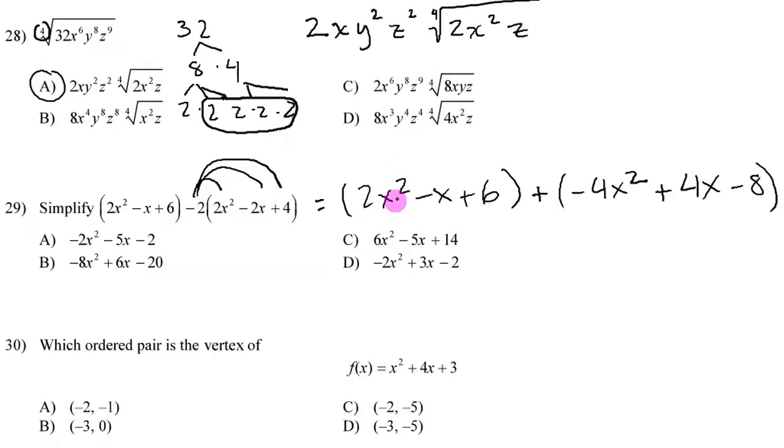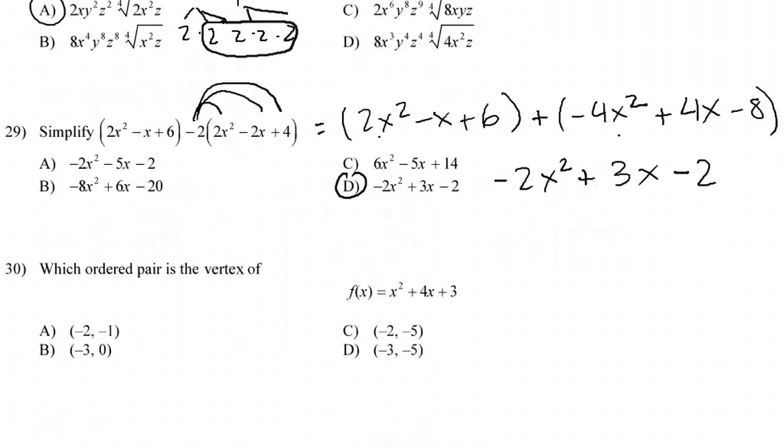Now we can just combine like terms. So let's start off with the x squareds. I have 2 and negative 4x squared is negative 2x squared. I have minus x and plus 4x, that's plus 3x. And 6 minus 8, that's minus 2, which the answer would be D.